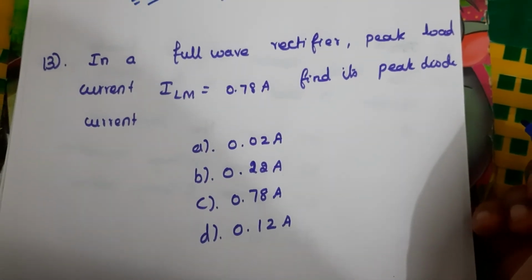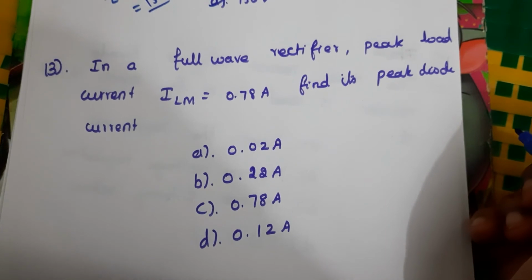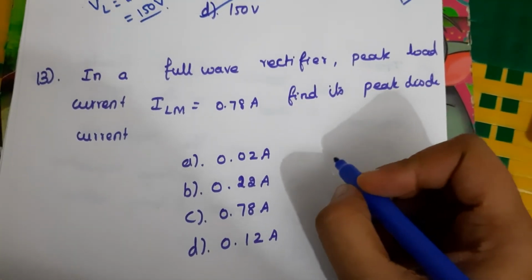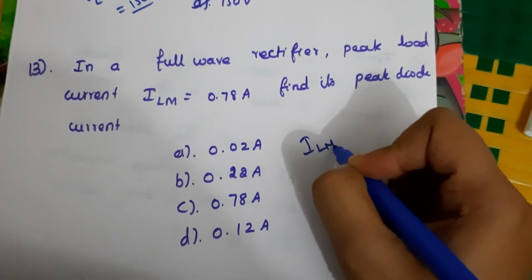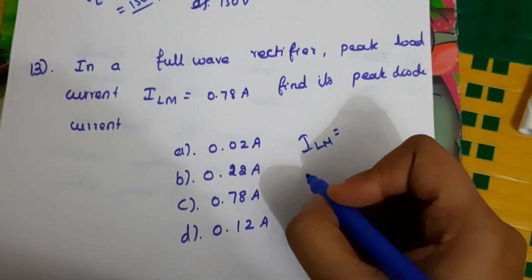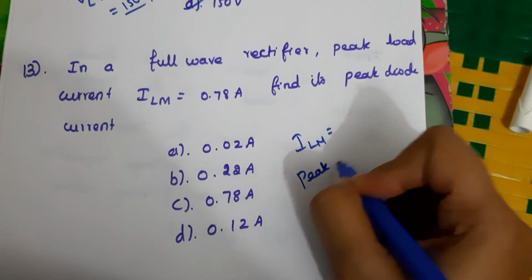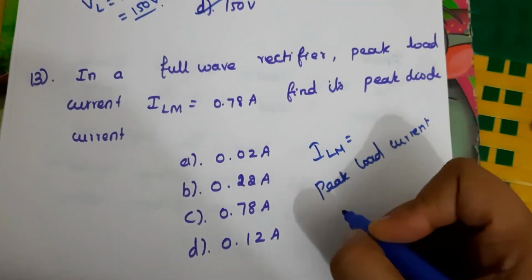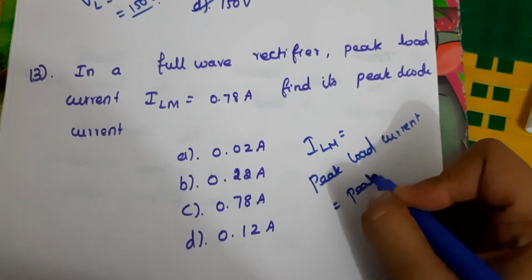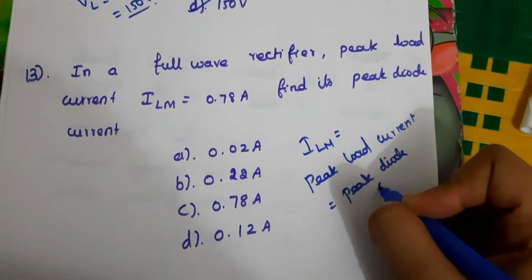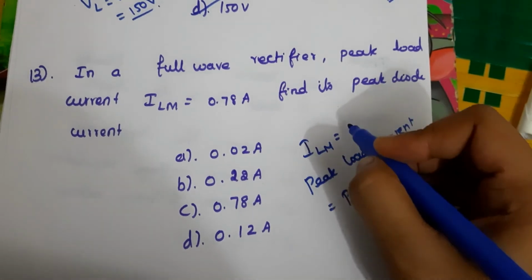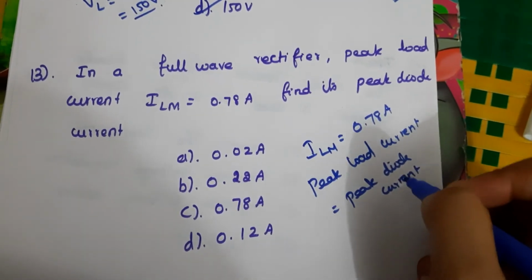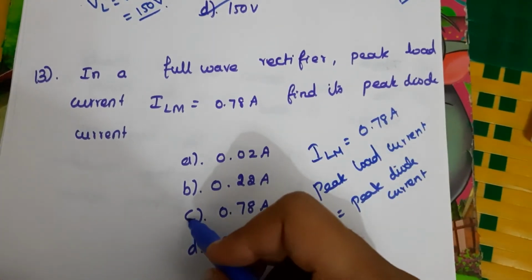13th question. In a full wave rectifier, the peak load current ILM is equal to 0.78 amps. Find its peak diode current. The peak load current is equal to the peak diode current. So here the ILM value is 0.78 amps, so the peak diode current value is also 0.78 amps. So here the answer is C.